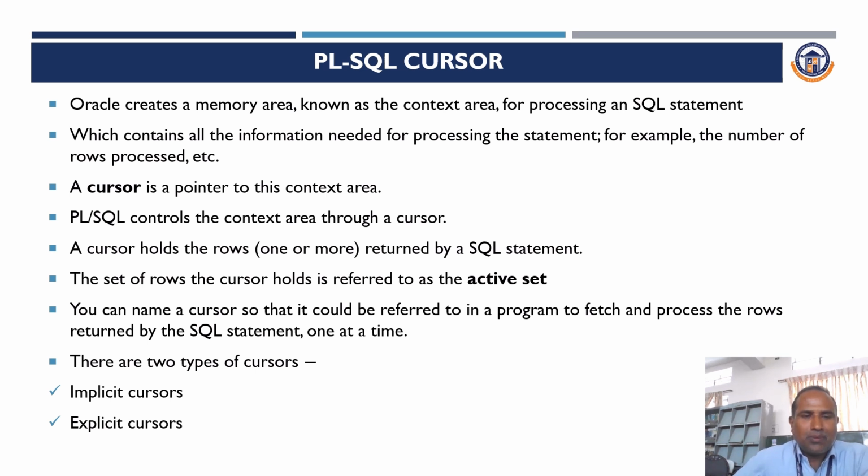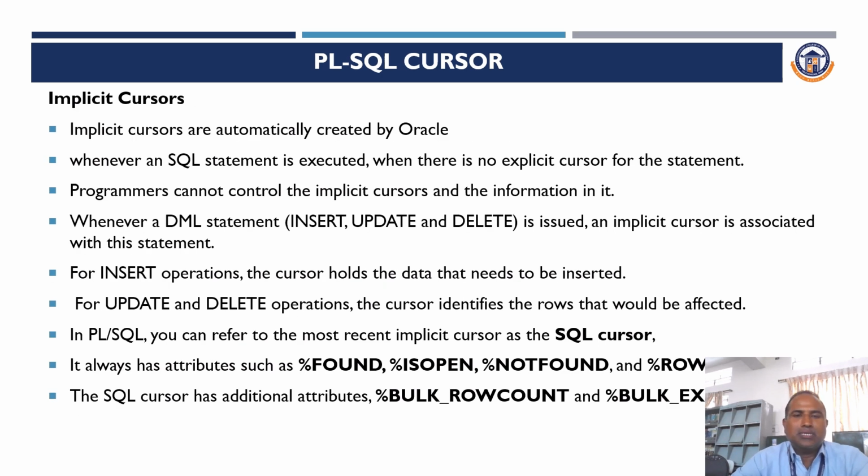So a cursor is nothing but a pointer to the context area where we can store the results of your SQL queries. There are two types of cursors. One is implicit cursors, another one is explicit cursors. We will see what is implicit and what is explicit. The first one is the implicit cursor. Implicit cursors are automatically created by Oracle. It's like a built-in pointer in a programming language. Automatically, it will be created by your database.